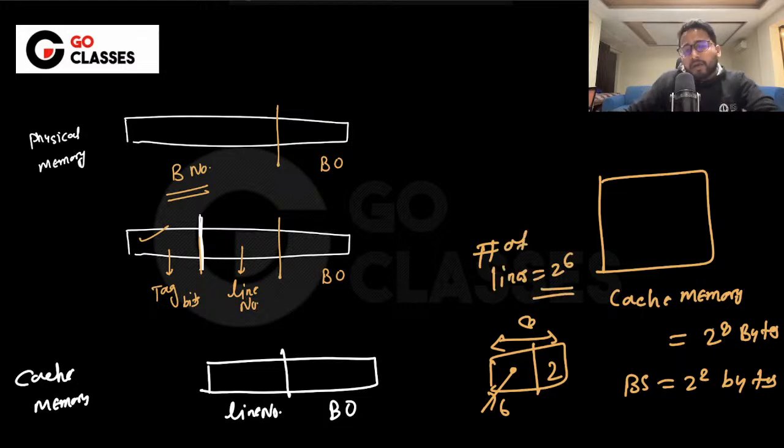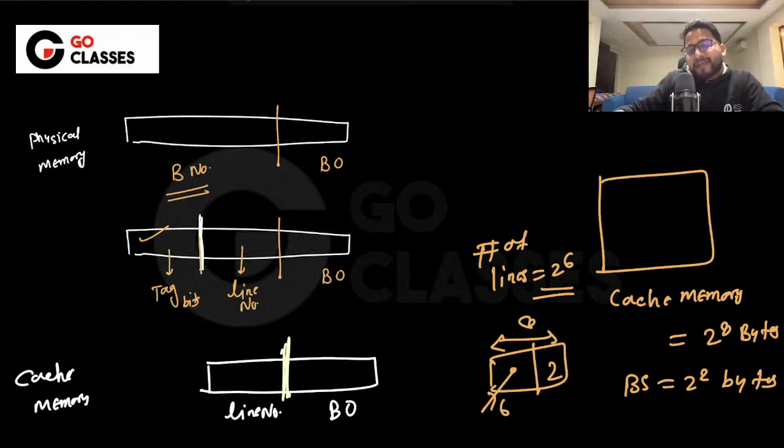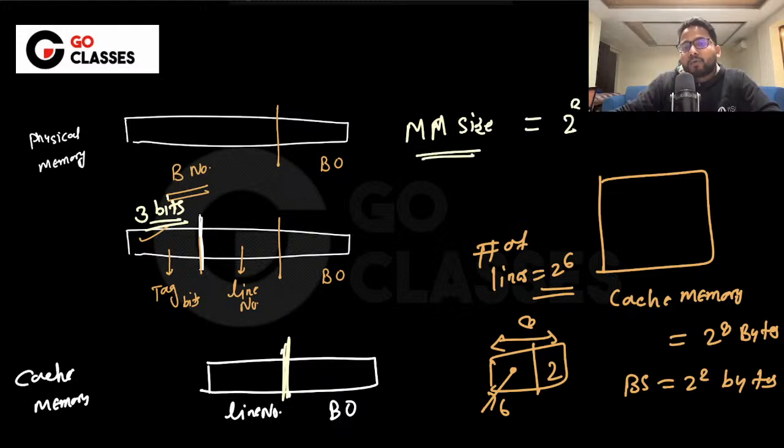Now you observe that you are dividing your physical memory like this, right? Tag, line number, block offset. You can divide your cache memory like this: line number and block offset, because you just have the line size and the whole cache, and then you divide by the line size and get the number of lines from there, right? Then you can see that these things are common, right? Which means these are, let's suppose, 3 bits. Then that's a very interesting relationship. If these are three bits, then your physical memory or main memory size is basically 2 power 3 into your cache memory size.